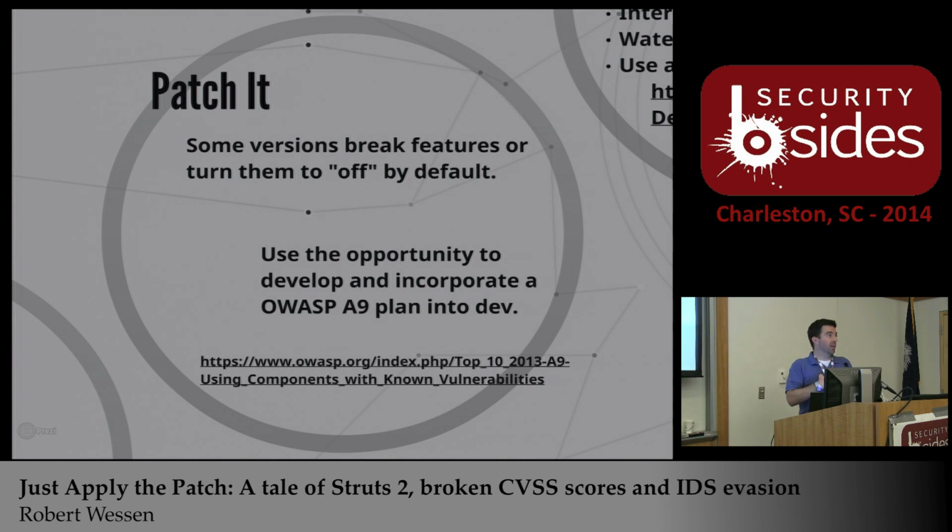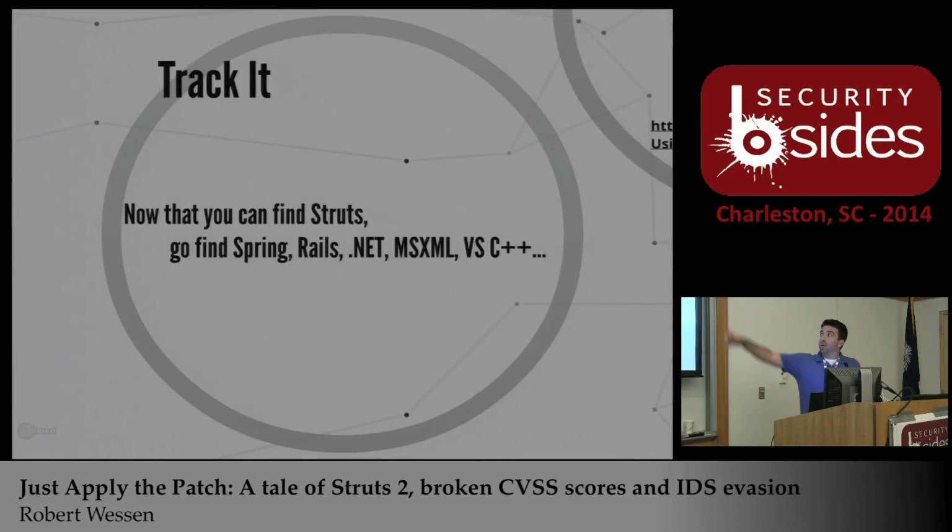And so what I would do personally, if I were on the defensive side, is build this into your overall process. Say, hey, look, guys, we have Struts here, but this is indicative of a larger problem. If you've seen the OWASP Top 10, number A9 from 2013 is using out-of-date components. So use something like this as an opportunity to say, we're going to build an OWASP A9 plan into our build process. And you'll be better off for now, and you'll be better off for later. Go ahead and find Spring, Rails, .NET, XML, Visual C++ libraries that are out of date that your developers are including in their software.